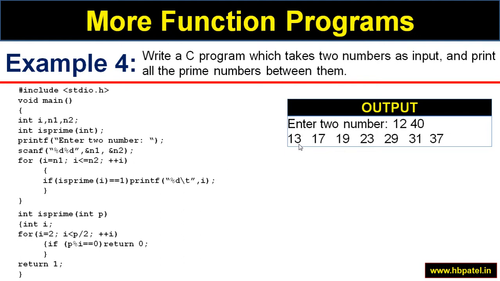For all the values of i between 12 and 40, it will keep on checking isPrime, and it will return 1 for these values: 13, 17, 19, 23, 29, 31, 37. These are nothing but my prime numbers, and for prime numbers it will return me 1, and for all other numbers like 14, 15, it will return 0. So that's why they are not printed. We have printed only the numbers for which the function returns me 1.